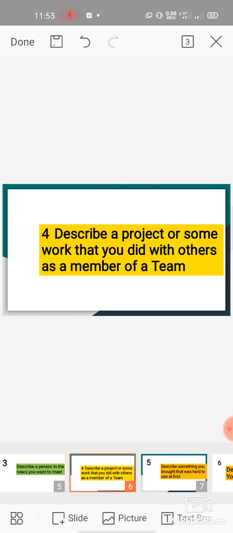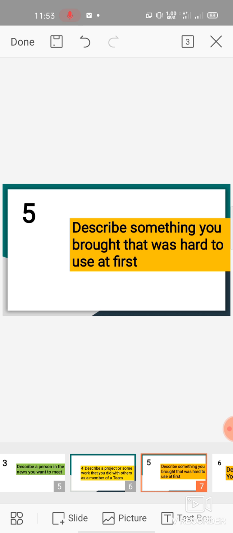Okay, next one is, describe a project or some work that you did with others as a member of a team. You have to describe a project that you did with a team. That can be anything, a project related to science, a project related to art, or a science experiment type.